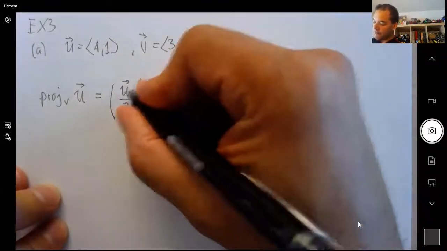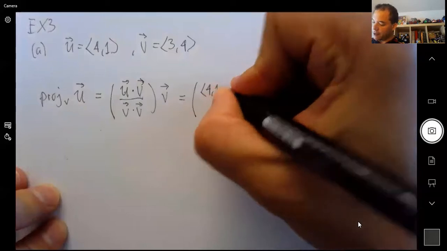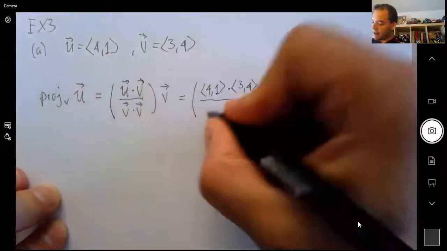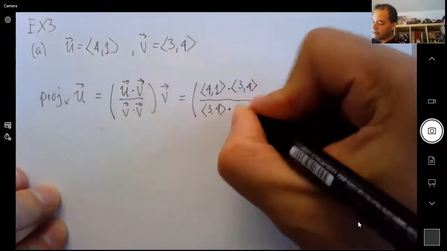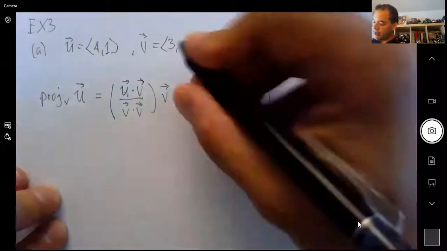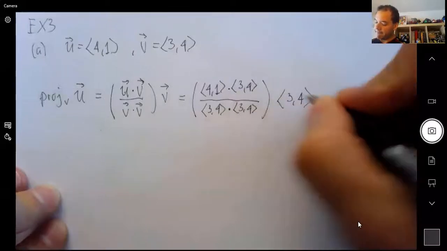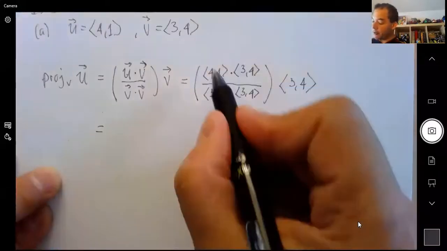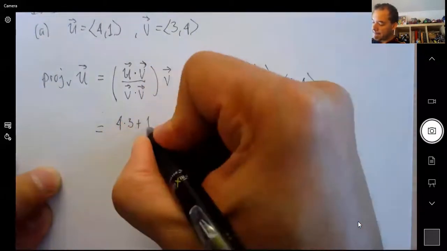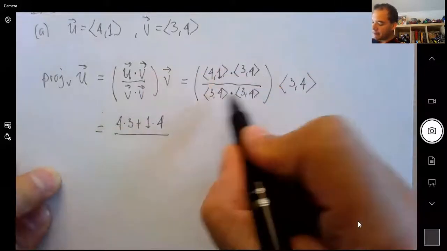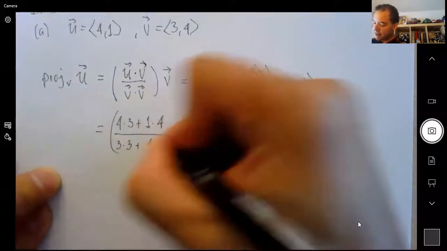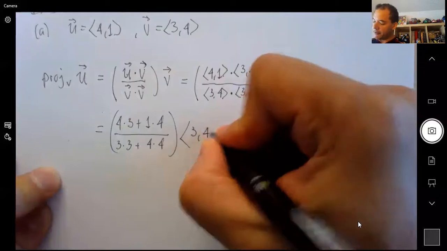So what is u dot v? Right here it is (4, 1) dot (3, 4). And in the bottom, we have v dot v. That's (3, 4) dot (3, 4). And once you've done that, you multiply that number by v, which is (3, 4). All right, so let's do the dot product. This is 4 times 3 plus 1 times 4. And in the bottom, 3 times 3 plus 4 times 4. And whatever that number is, we multiply it by (3, 4).